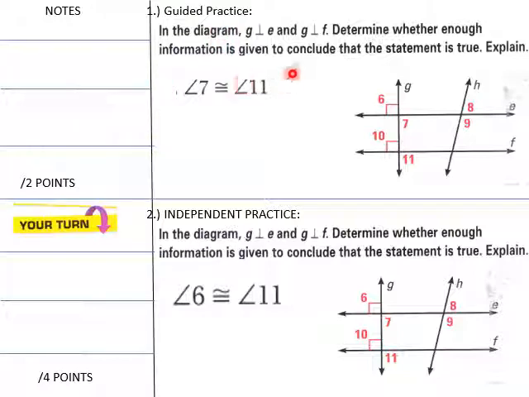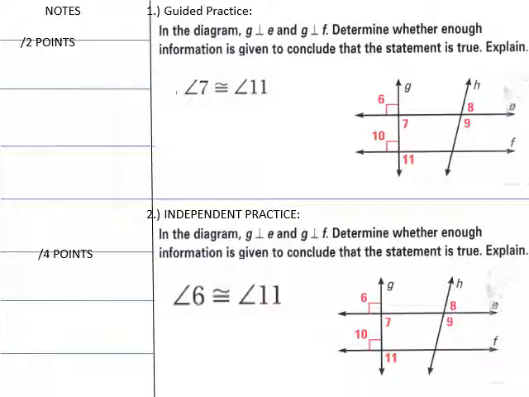In the diagram, G is perpendicular to E, and G is perpendicular to F. Determine whether enough information is given to conclude this. Angle 7 and angle 11, are they congruent? And then down here, students, this is yours: angle 6 and angle 11, are they congruent?